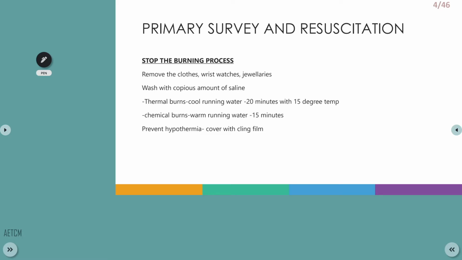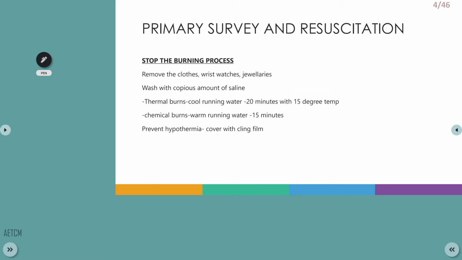Suppose a patient presents to the ED with burns. In the primary survey and resuscitation, what things do we do? First, if the burning process is continuing, stop it. For that we need to wash with a copious amount of saline. Remove the clothes of the patient, including jewelry and wristwatches, because these can cause a compressive effect on the patient and can increase the burns. So remove all those things.